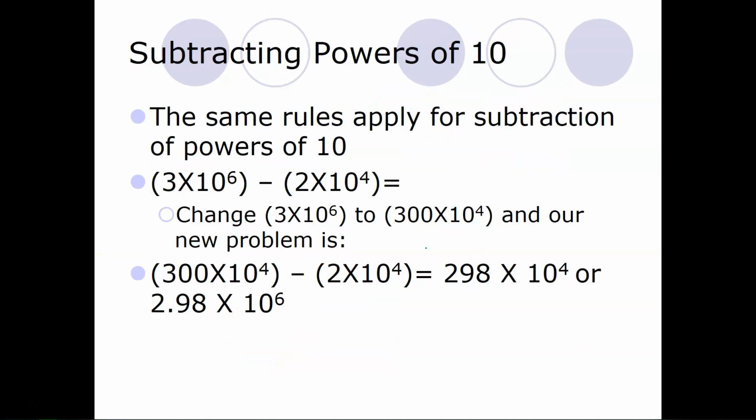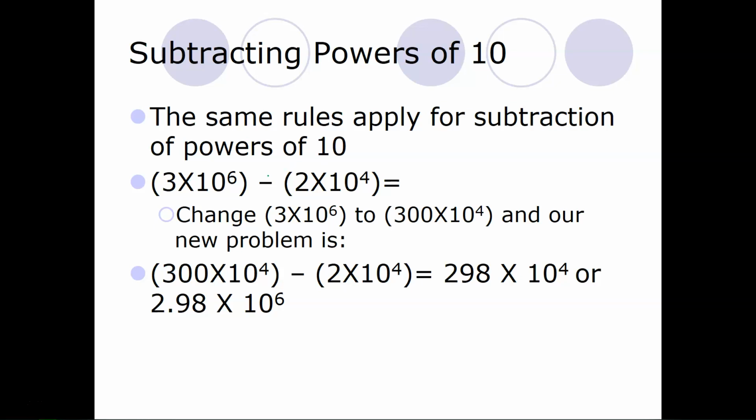Subtracting powers of 10, same thing. You have to convert it to where your exponents are the same. So my first number is 3 times 10 to the 6th minus 2 times 10 to the 4th. So there's one or two ways that I can deal with this 10 to the 6th and this 10 to the 4th. The way they show you is they take 10 to the 6th and turn it to 300 times 10 to the 4th. And again, there's nothing wrong with that.